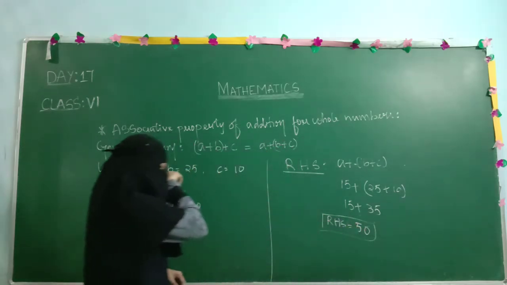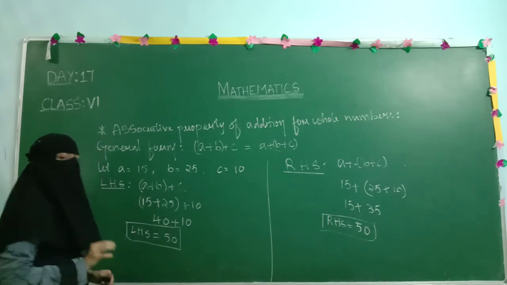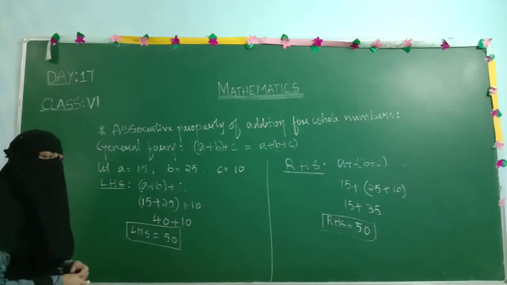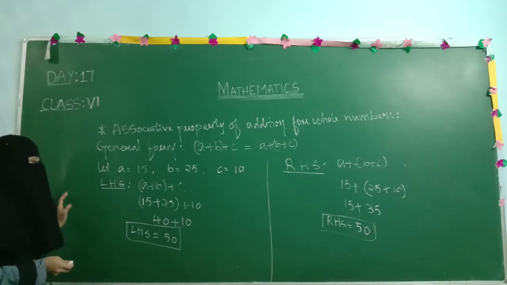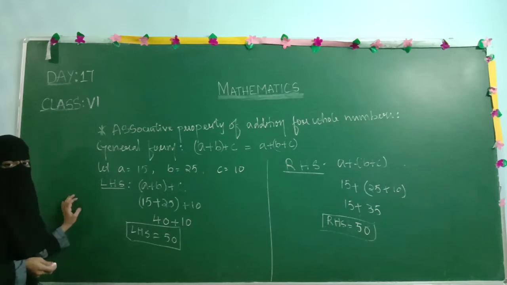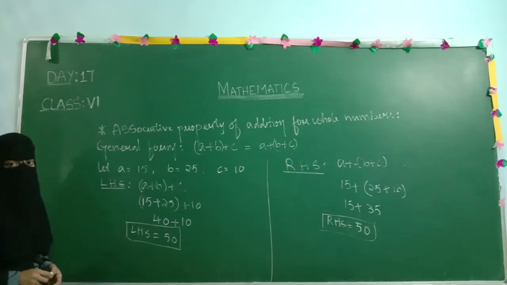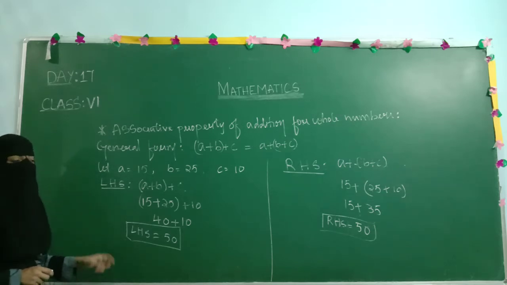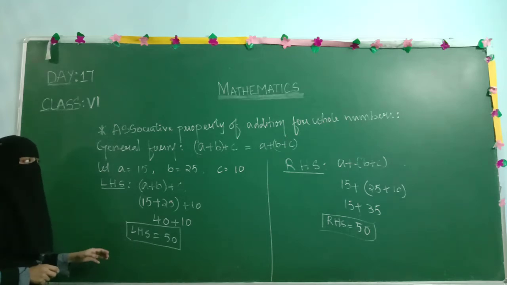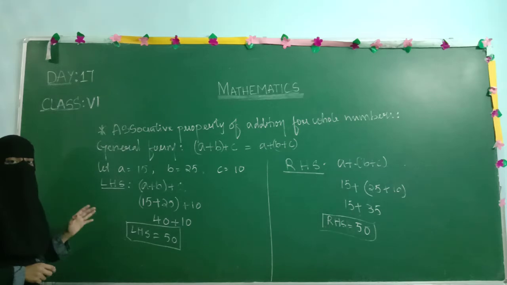So here RHS you got as 50, and here LHS you got as 50. Are they equal? Yes, anybody can say they are equal. So what do we have to conclude? We have to conclude that whole numbers are associative under addition. Why are they associative under addition? Because the operation we performed is addition, and after substituting we checked whether both are equal, and we observed that LHS is 50 and RHS is also 50. So by this we have concluded that whole numbers are associative under addition.